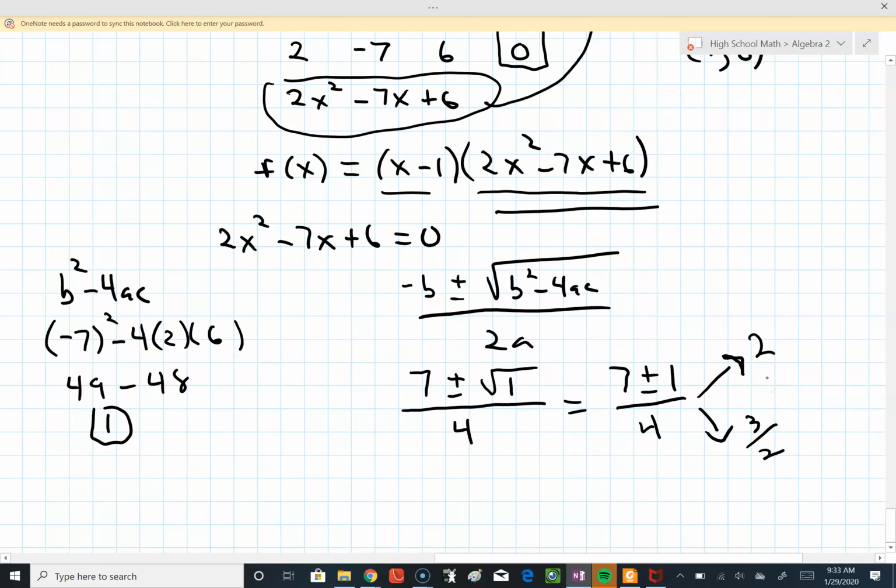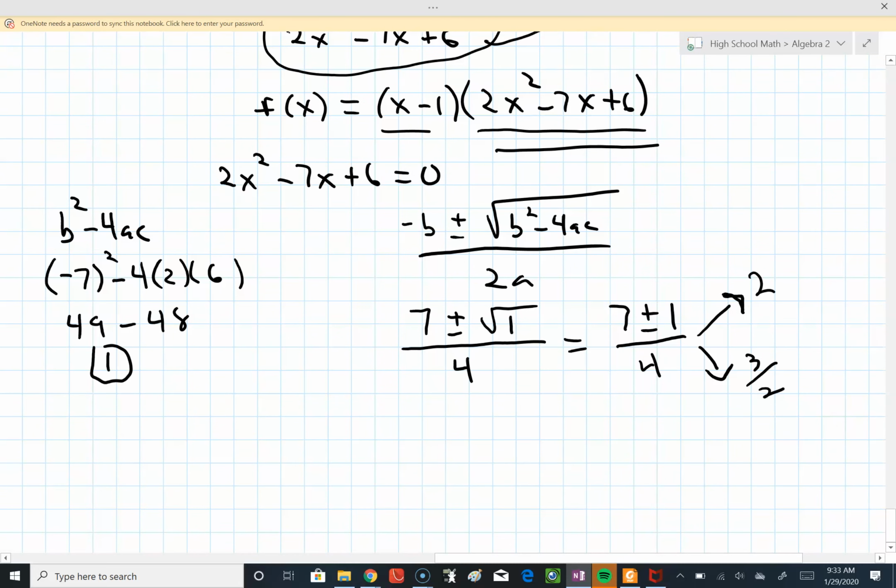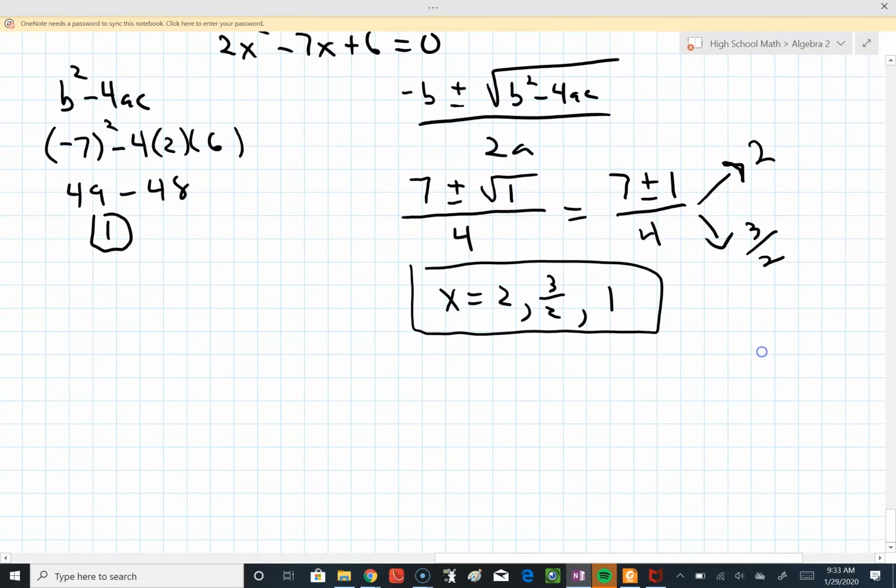These are my other zeros. x equals 2 and 3 over 2. Our original one was, what, 1? Those are all the zeros. Let me say one final thing here, okay? Now I can write this in factored form. Since these are the zeros, here are the associated factors.